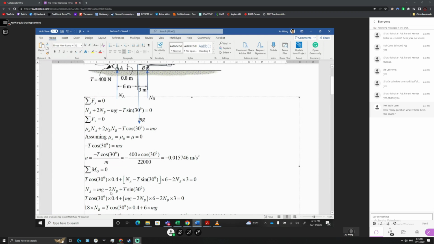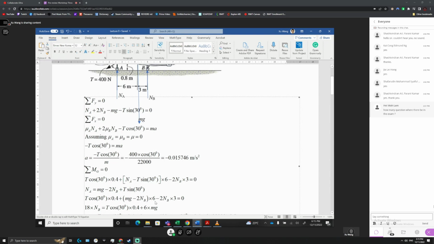NA is equal to, so this is sigma moment equal to 0, right? And also move this equation down from here. So for NA, you move down mg, and T moved over, and minus 2 MB. That's where this equation comes from. And then in this equation you replace NA by this NA. So this cancels the T sine theta, and inside the bracket only these two are left.